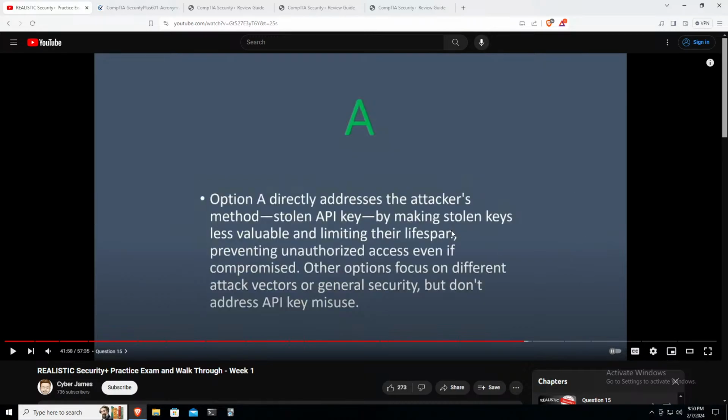Yep. Directly addresses the attacker's method, stolen API key, by making stolen keys less valuable and limiting their lifespan, preventing unauthorized access, even if compromised. Other options focus on different attack vectors or general security, but don't address API key misuse.